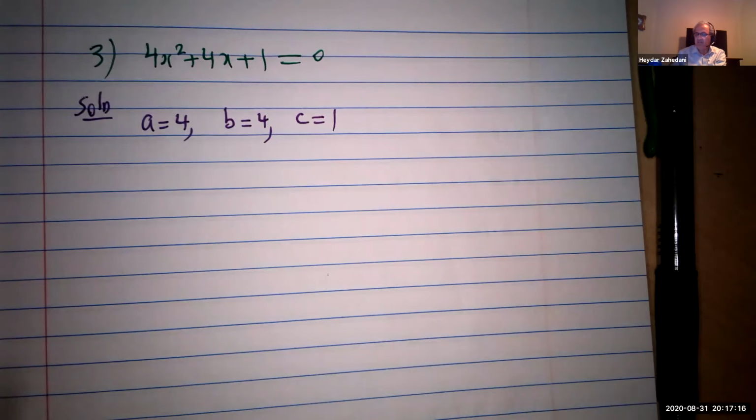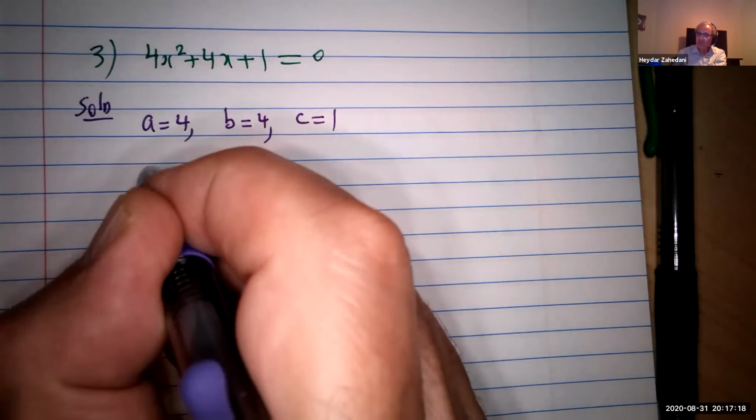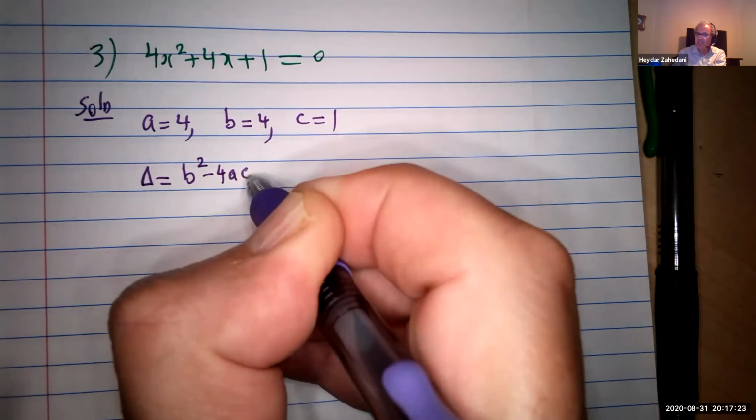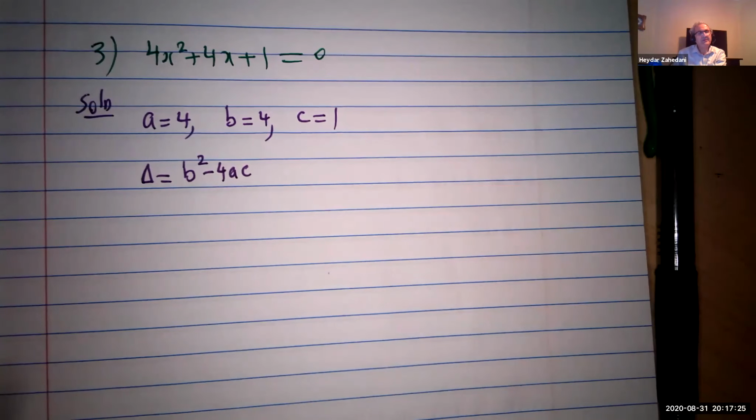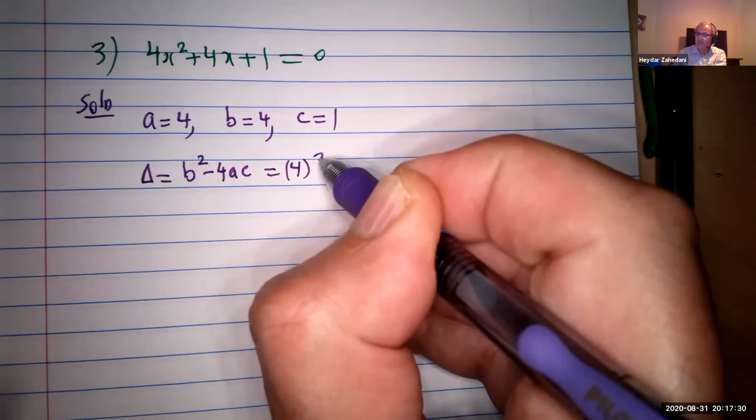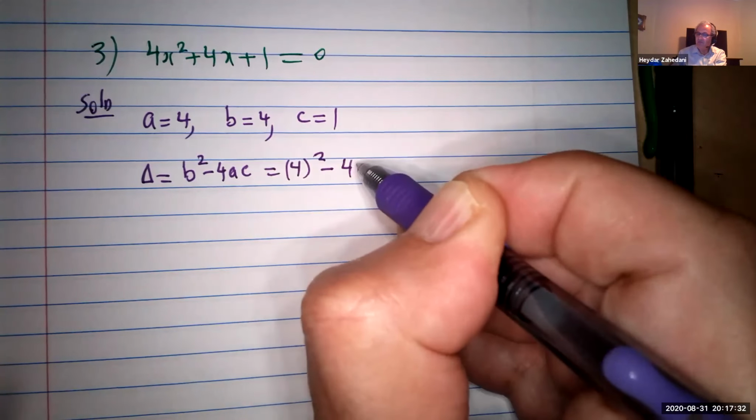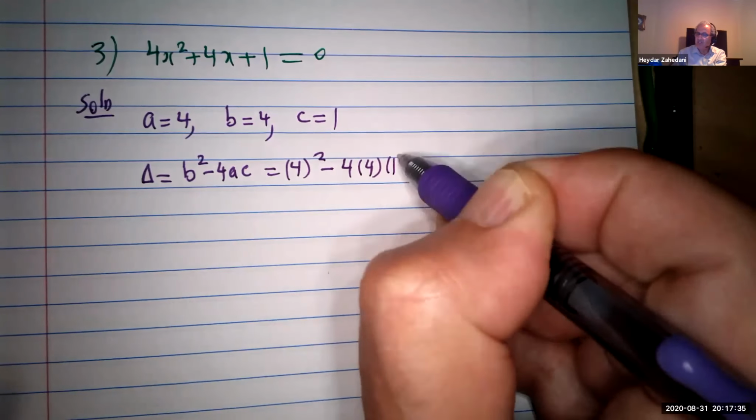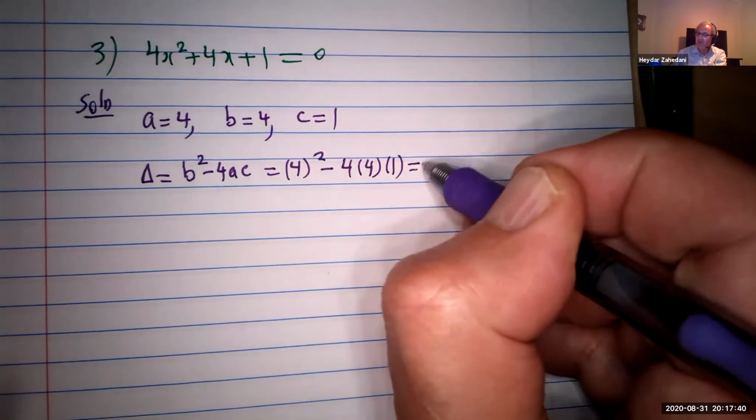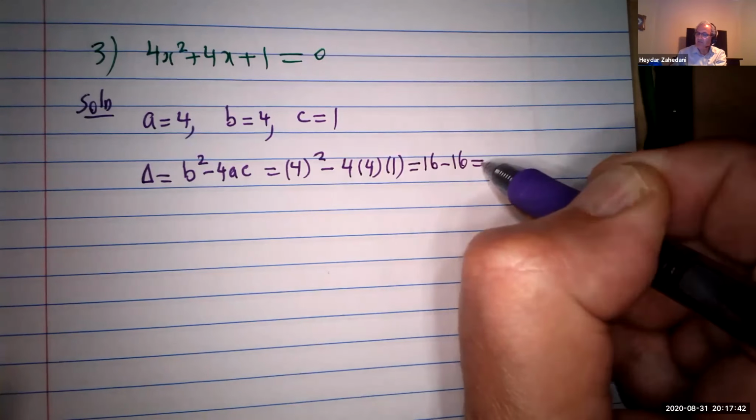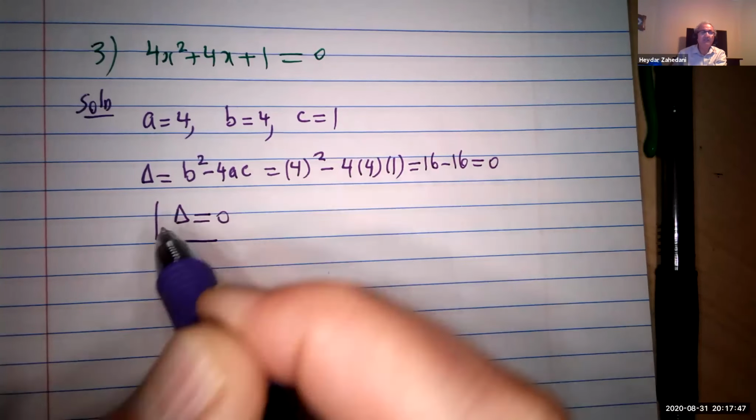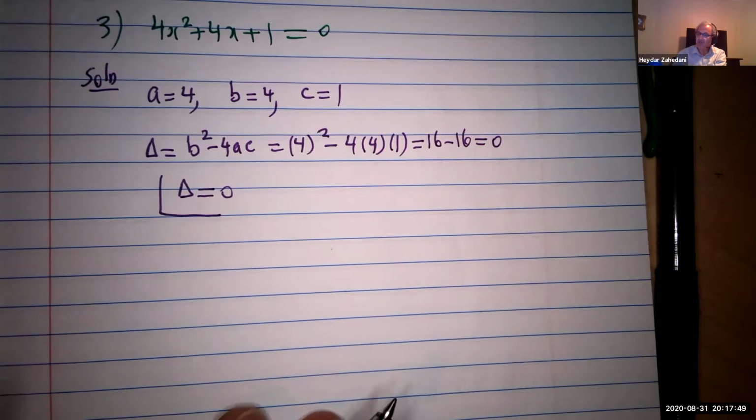Check delta, see what's going on. So we check delta, which is b squared minus 4ac. The b is equal to 4, so that gives you 4 squared minus 4ac. 4 times a is 4, c is 1. So 4 squared would be 16. So it's going to be 16 minus 16, which is equal to 0. So delta is equal to 0, you know that. You are going to have one solution only.